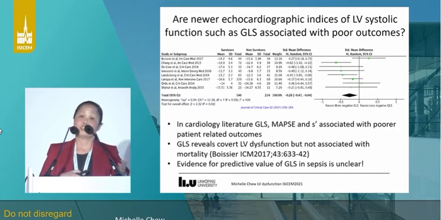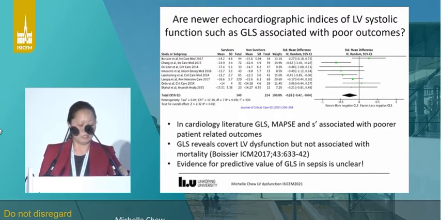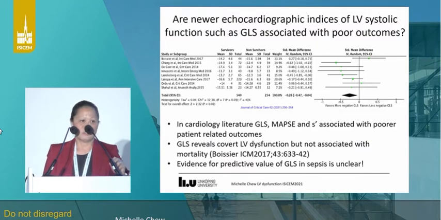It is thought to be a more sensitive indicator of subclinical left ventricular disease, identifying disease even in patients with a normal LVEF. However, the data regarding GLS, or global longitudinal strain, is still unclear, and we still do not know if it is prognostic of poorer patient outcomes.